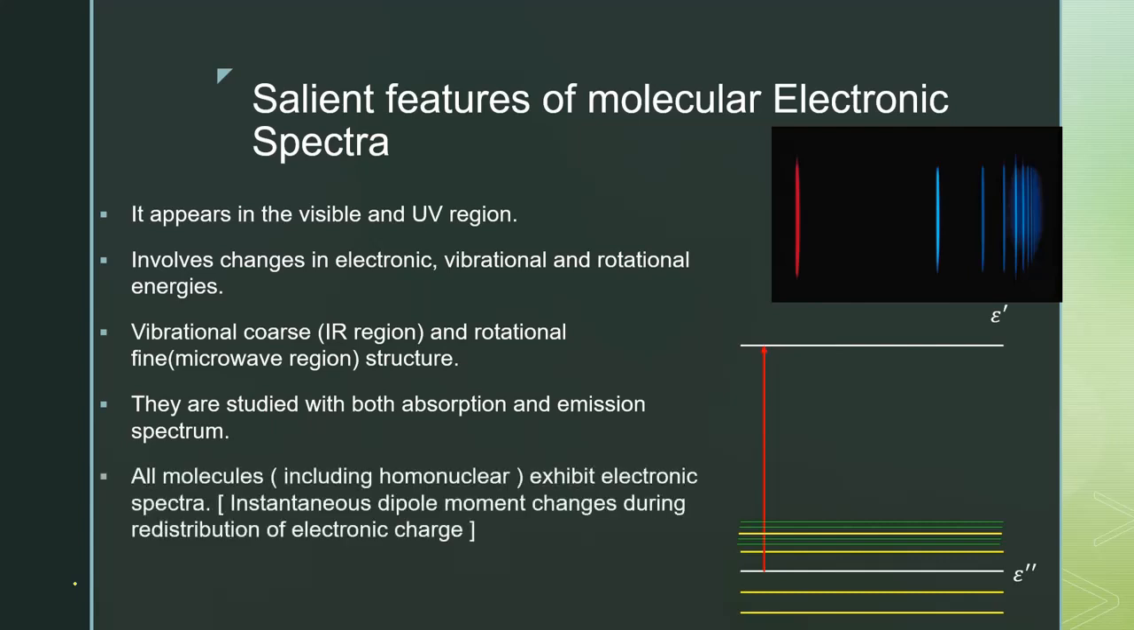All molecules, including the homonuclear molecules, exhibit electronic spectra. While we were studying the vibrational and rotational spectra, we have seen that the homonuclear molecules such as oxygen, nitrogen, hydrogen, etc. don't give us spectra because they don't have a permanent dipole moment. But in case of electronic spectra, since the rearrangement of the electronic charge or the redistribution of the electrons within the shells gives rise to an instantaneous dipole moment change, even without a permanent dipole, these homonuclear molecules such as oxygen, nitrogen, hydrogen give us the electronic spectra. So all molecules are capable of giving the electronic spectra irrespective of whether they have a permanent dipole moment or not.